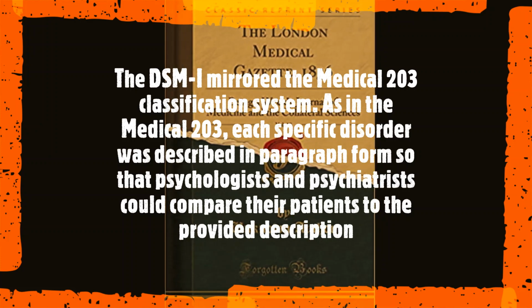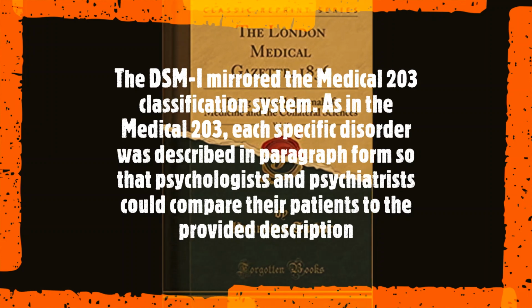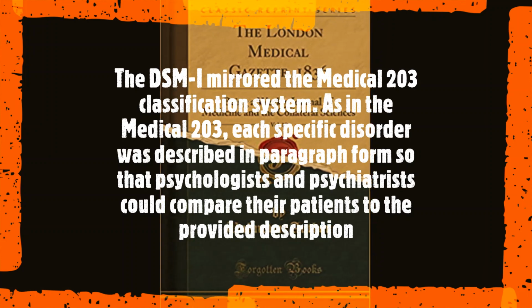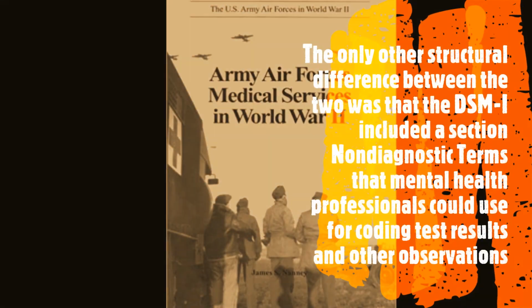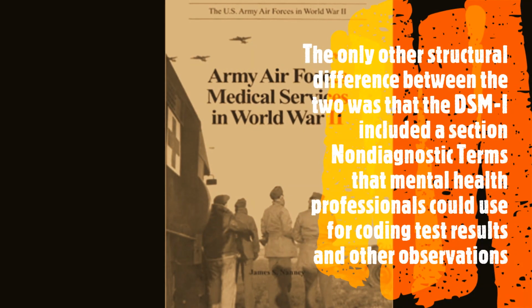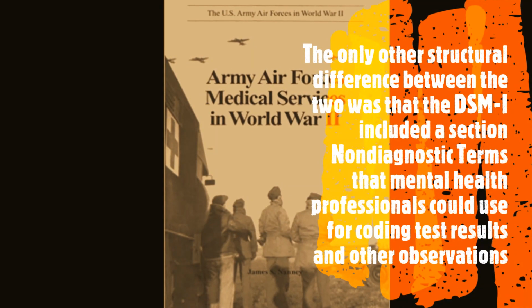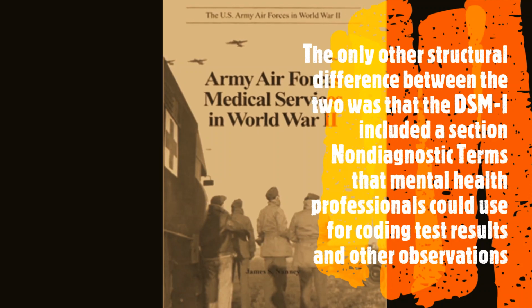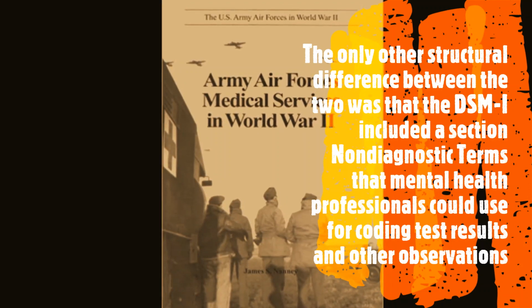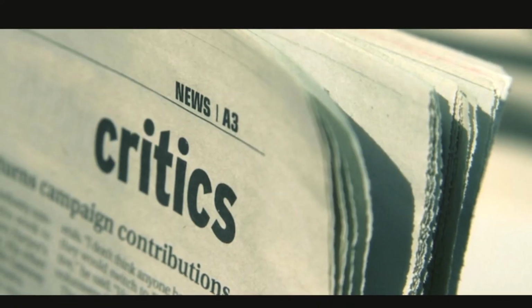As in the Medical 203, each specific disorder was described in paragraph form so that the psychologists and psychiatrists could compare their patients to the provided description. The only difference in structure between the two documents was that the DSM-1 placed somatization reactions in a separate category, where the Medical 203 placed these disorders in the psychoneurotic division. The only other structural difference was that the DSM-1 included a section of non-diagnostic terms that the mental health professionals could use for coding test results and other observations.